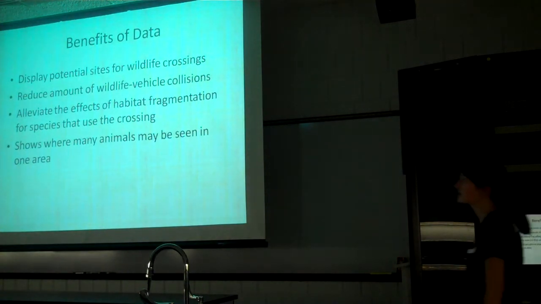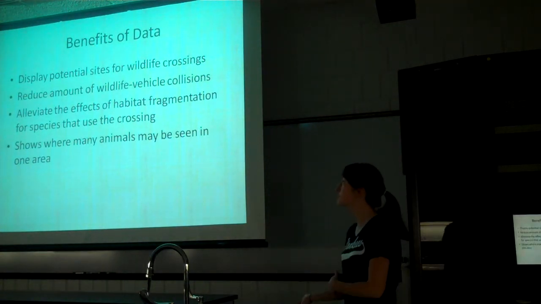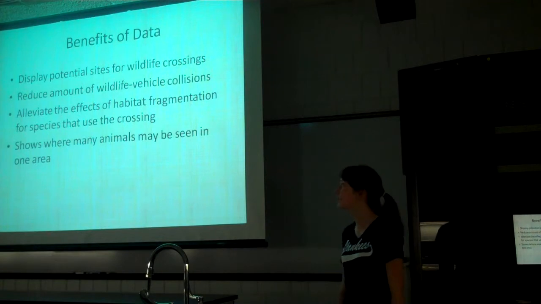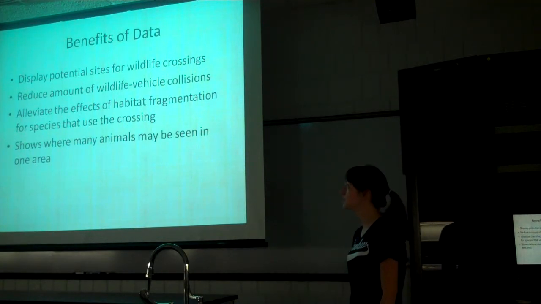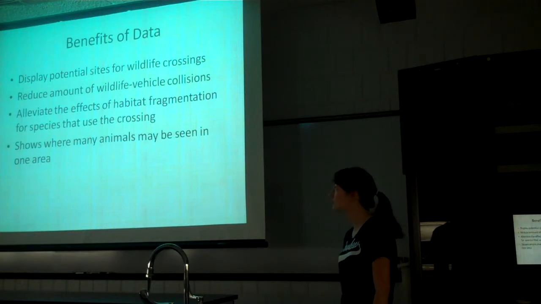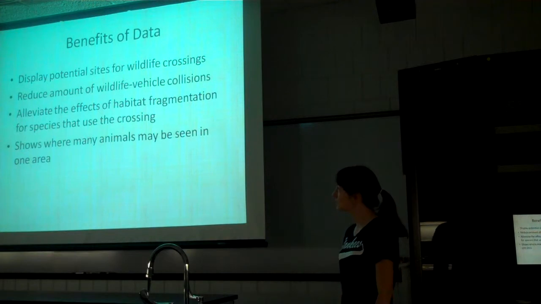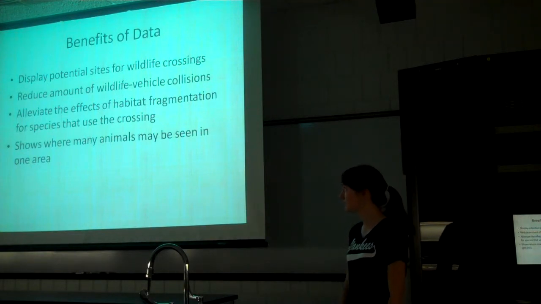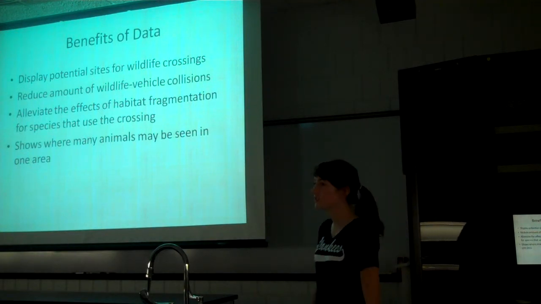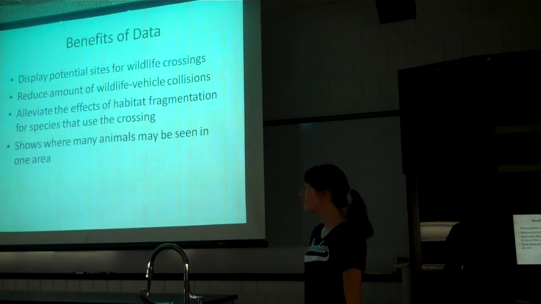And so the benefit of the data would be to display potential sites for wildlife crossings. If a wildlife crossing was built, it would reduce the amount of wildlife-vehicle collisions, which would save the lives of humans and animals. It would also alleviate the effects of habitat fragmentation for the species that are using the wildlife crossing, and this would be useful in the conservation field.